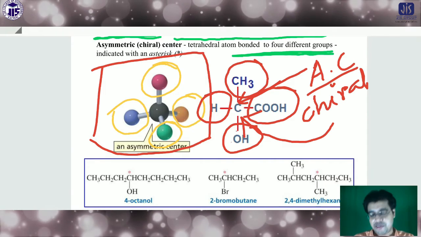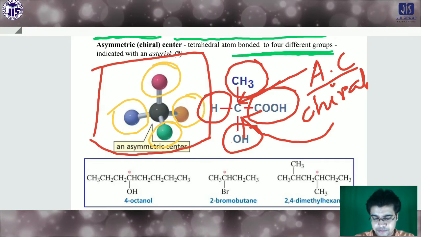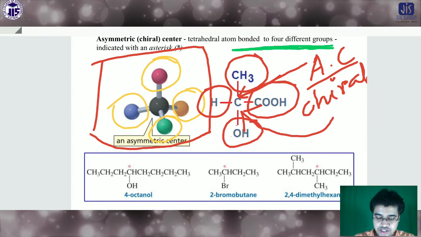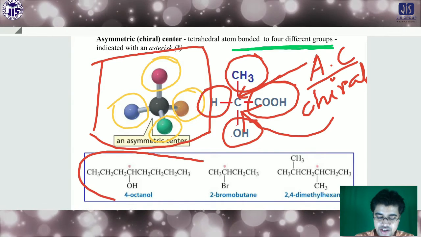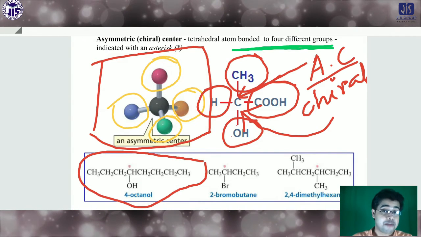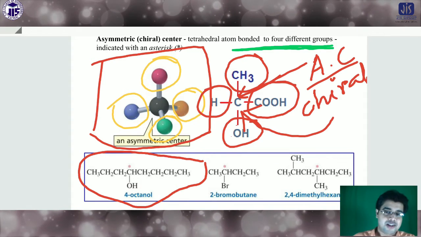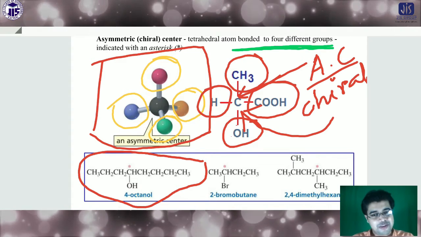Okay, if it is an asymmetric carbon, the center may be a chiral center. Then look here, there are some examples of the chiral center. These are examples where the star marks are shown. You have to keep in mind in stereochemistry that the star mark is on the carbon, and this carbon will be the chiral carbon. Chiral means it is the asymmetric carbon.